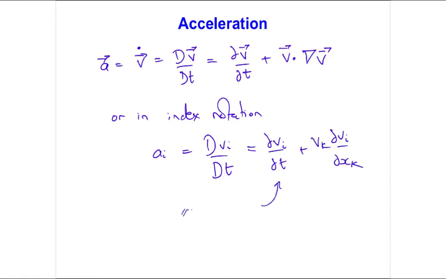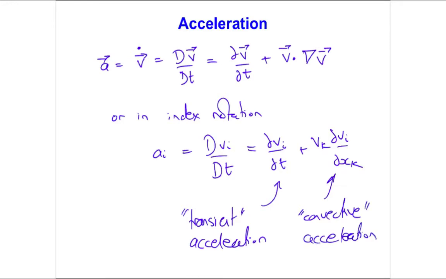The first term is called the transient acceleration and only occurs in an unsteady flow. The second term is the convective acceleration and can even be seen in a steady flow.